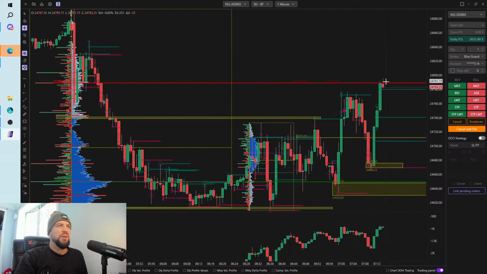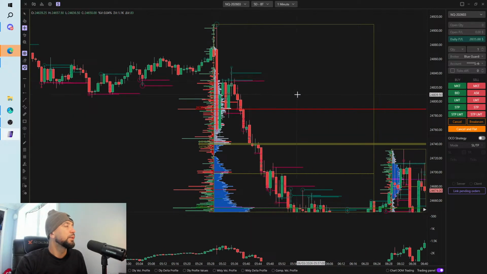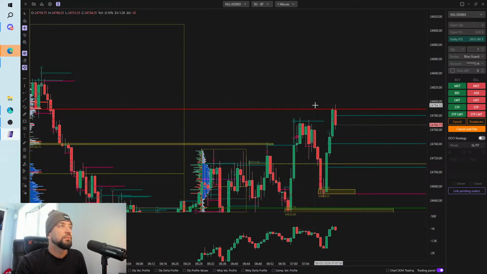I'm pretty sure this is gonna go even higher. But this is the area where there's a ton of sellers overnight, and look what happened. We rejected off that area. We'll probably pull back in, maybe even back into here, and then maybe go higher. But man, just like that, 2,000 on that.